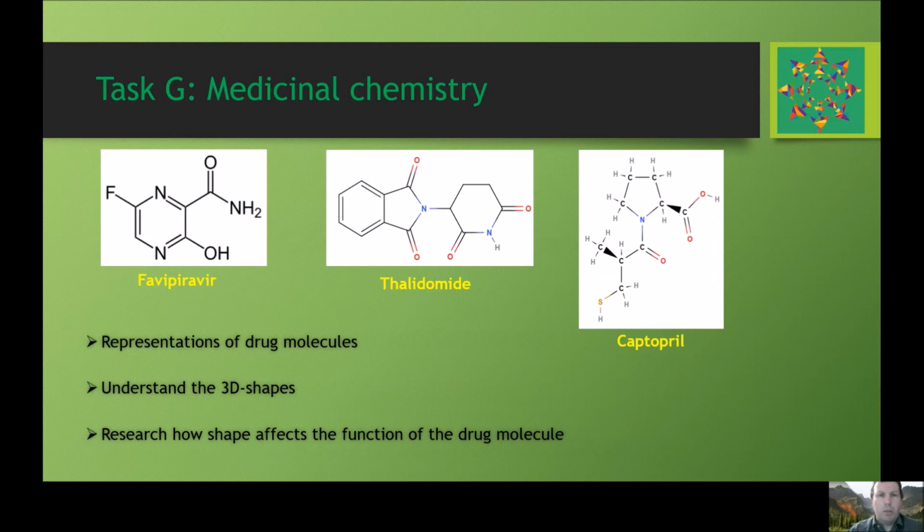If you're interested in medicinal chemistry, or you have a career in mind for the future involving medicine, you might find task G is the most interesting for you to choose. Because this one is looking at some drug molecules, and there are 3 of them on the screen there. Thalidomide in the middle is a particularly well-known one. Again, having done the introduction, you will understand these representations, these skeletal formulae, what they tell you about the structure. And you can look at their 3D shapes, because the 3D shape affects the function of the drug molecule. And so if you choose this task, you'll be doing some research on the effect of shape on the function of these drugs.